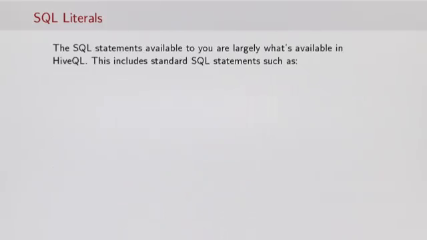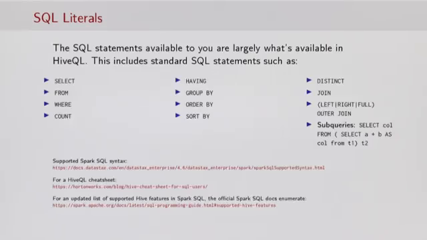Now, since you're writing SQL queries on top of Spark, which is not a SQL database, you might ask which SQL statements you have available to you. Well, the SQL statements that are available to you are largely what's available in the Hive query language. This includes standard SQL statements such as select, from, where, count, having, group by, order by, sort by, and of course all of the joins. And also importantly, you can do subqueries as well in this syntax. Most everything from HiveQL is supported, so you can usually just try it out and see if it works.